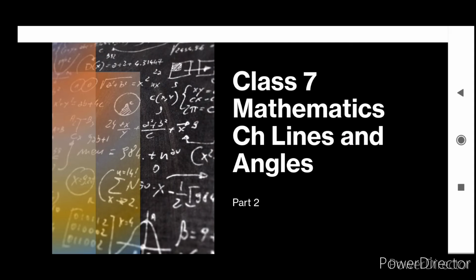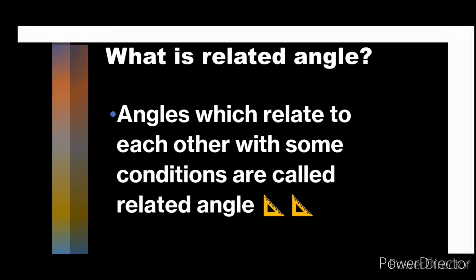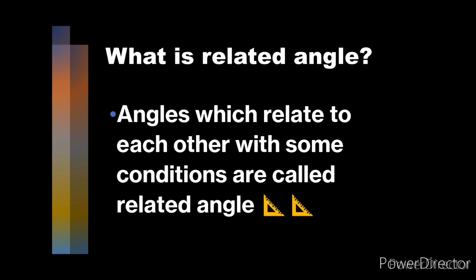Everyone. So today I am back with part 2 of the chapter Lines and Angles of class 7 mathematics. So let's get started. What is a related angle? We have studied till straight angle, zero angle, reflex angle. Now it's related angles. As the name suggests, they relate to each other in some conditions or in some ways. So let's get started to read some of its types.